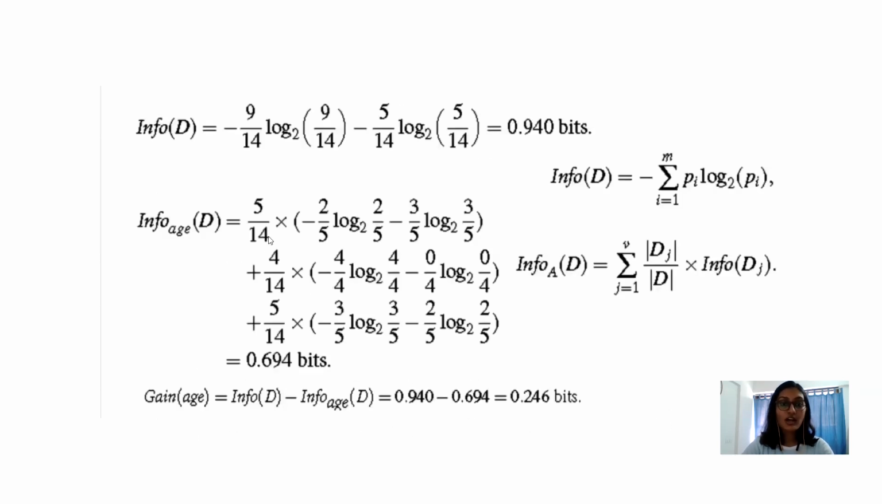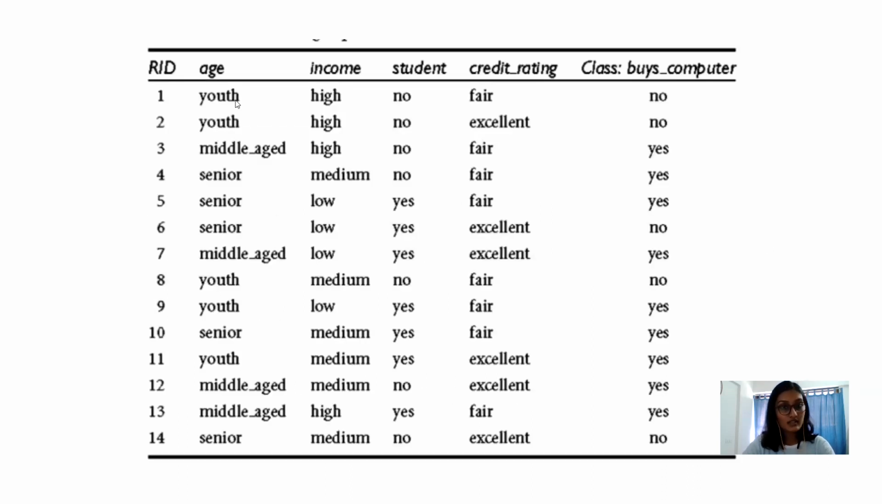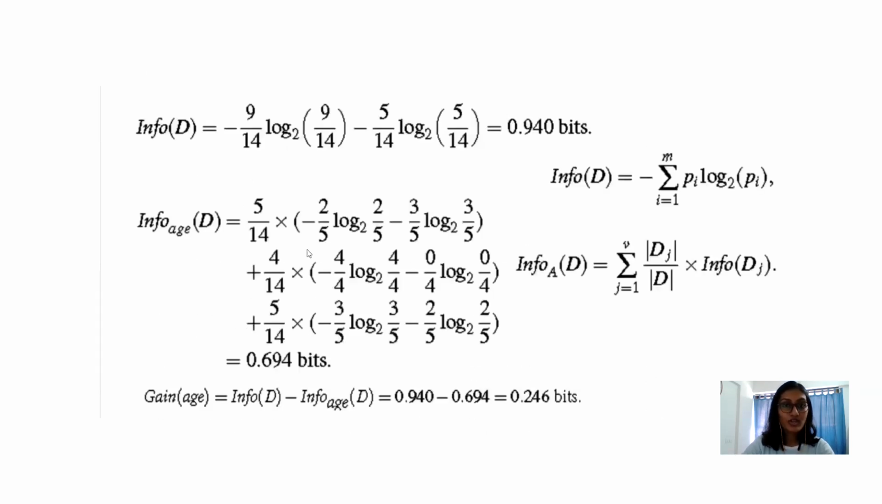So for the age, this is how we are calculating, wherein this is the weighted average. Here we have 3 different types: youth, middle-aged, senior, right? So we are just adding the number 5 for youth, and how many out of the youth are yes and no. That is the entropy that we are calculating. Thereafter, we are going for middle-aged, and thereafter we are going for senior. After getting this, we are finding the gain of age. So we are subtracting the value that we got over here, which is 0.694 bits, from this value, and the answer that we are getting is 0.246 bits.